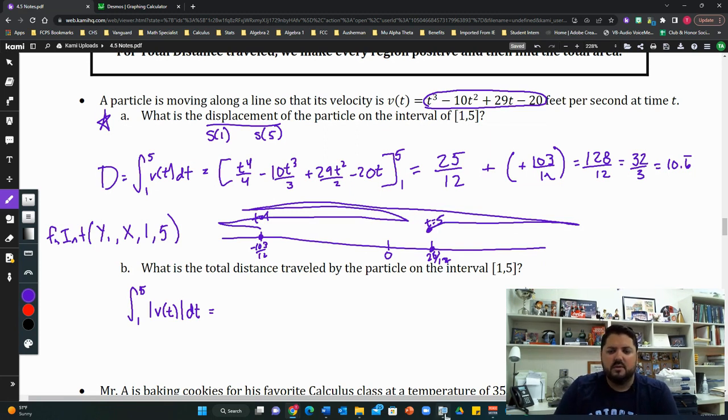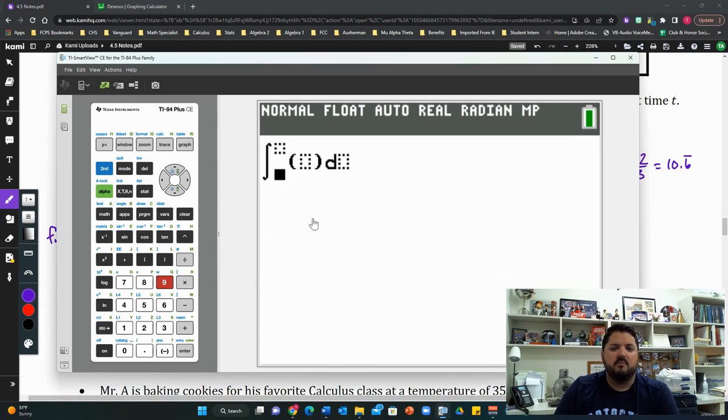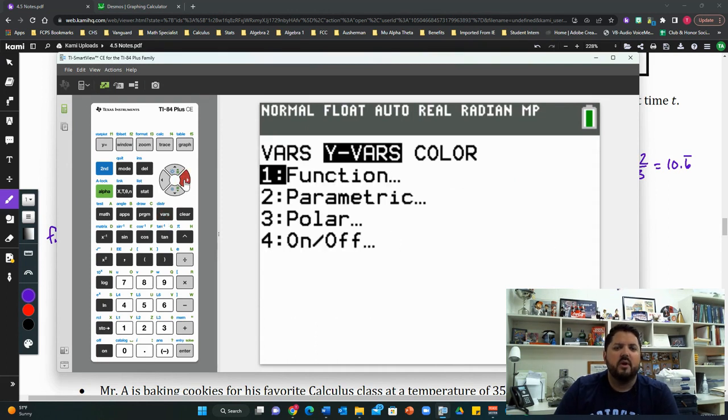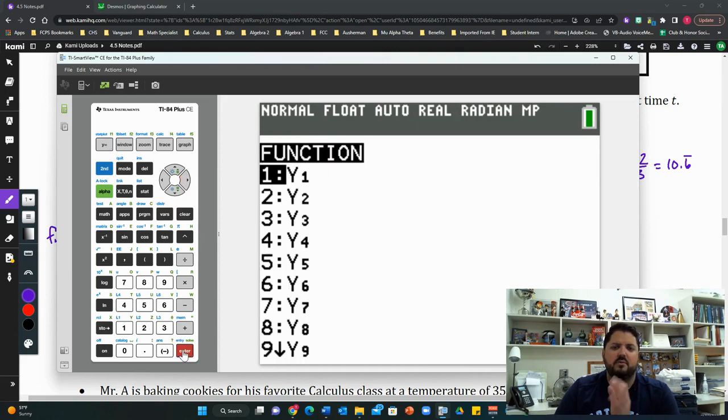For the newer ones, you're still going to tell it those same 4 things, but we're actually going to fill in the actual interval. So we want to integrate from 1 to 5, and the function we're integrating is y1. To call that up, we go to vars, which stands for variables. We are working with y variables because of the y equals, and we're in function mode. That's the mode we're always in for right now. And then you just pick out where you put your equation, which is y1.